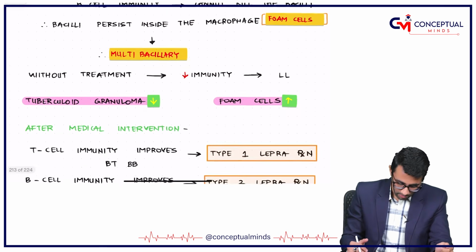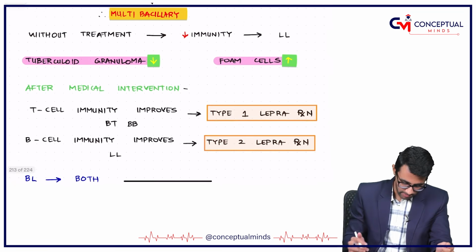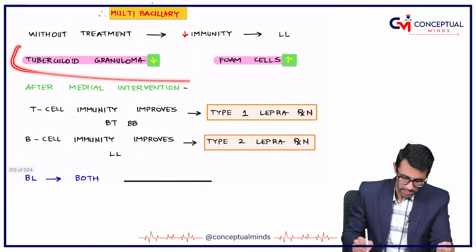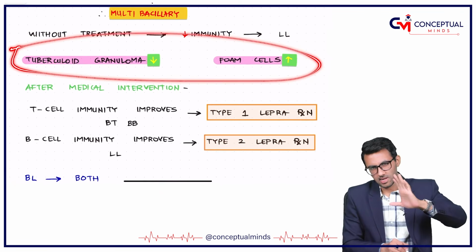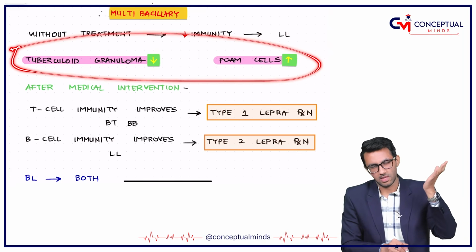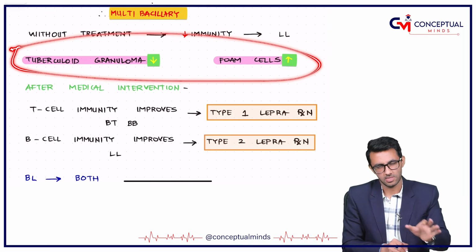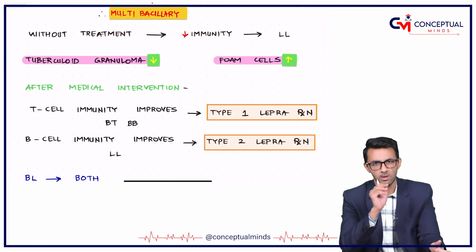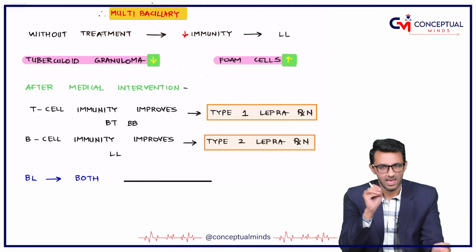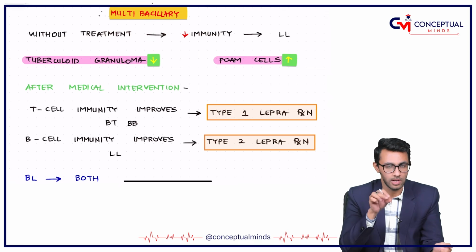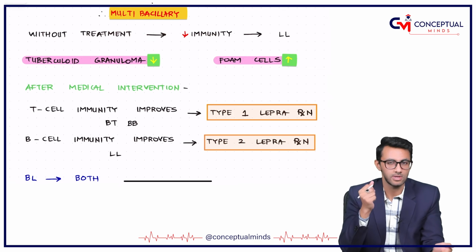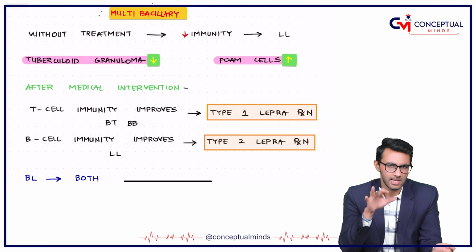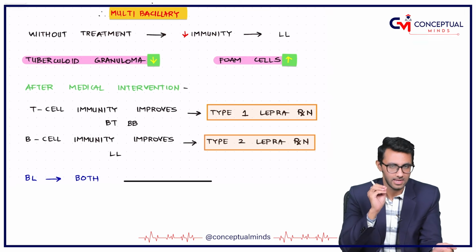Now you come to this point, that is about the granuloma. If you understand the whole thing, we did it 2 times, one time explanation, one time a quick revision. So how about the tuberculoid granuloma? Tuberculoid granuloma in the LL type would be less, because tuberculoid granuloma was caused by the T cells, and T cells are absent in the LL type.